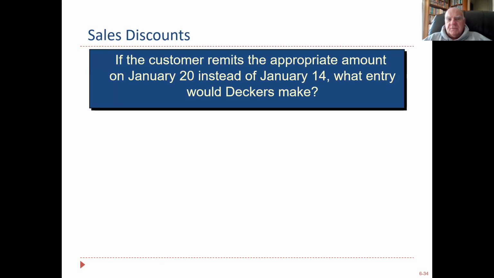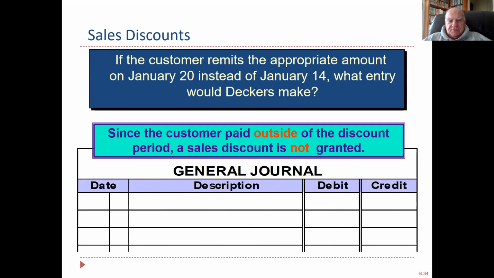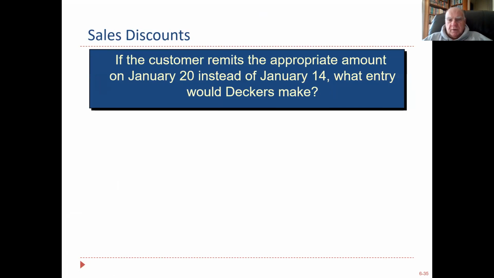Sales discounts. What happens if the party pays you on the 20th? Well, after 10 days, what entry would you make? Well, since the customer paid outside of the discount period, sales discount is not granted.